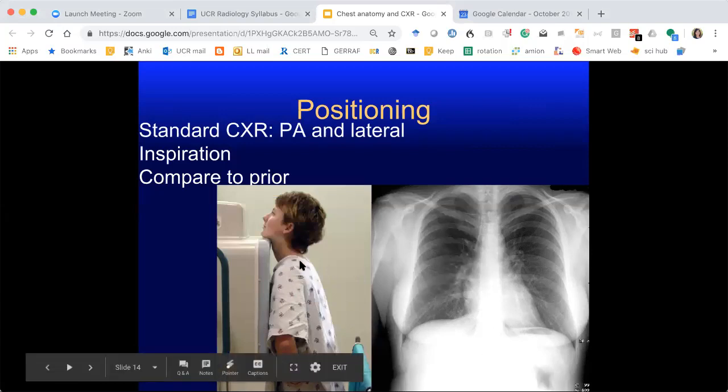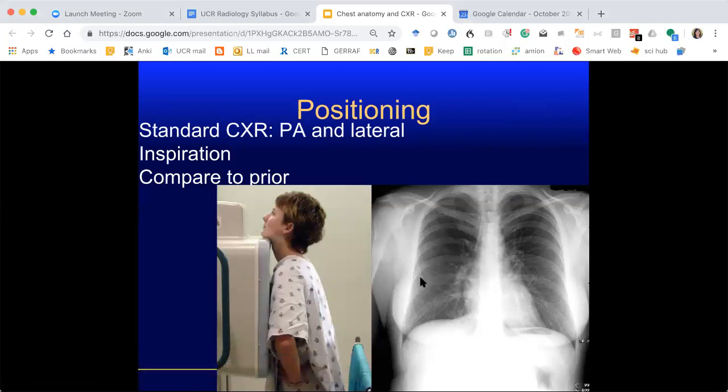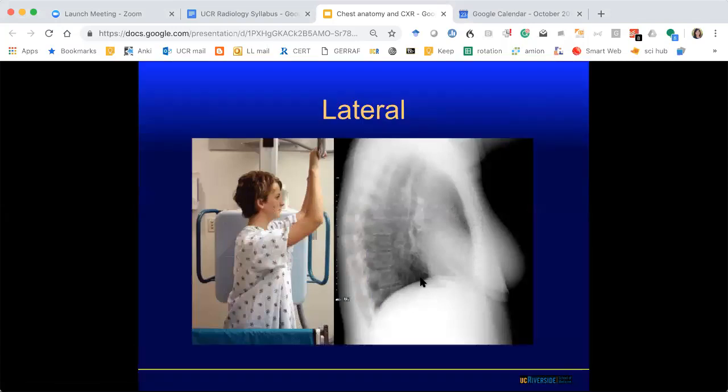It's taken on inspiration, so a patient takes a deep breath in, and they get their shoulders out of the way, either like this, or they put their arms overhead, so you get a better image of the chest. This is a lateral radiograph.